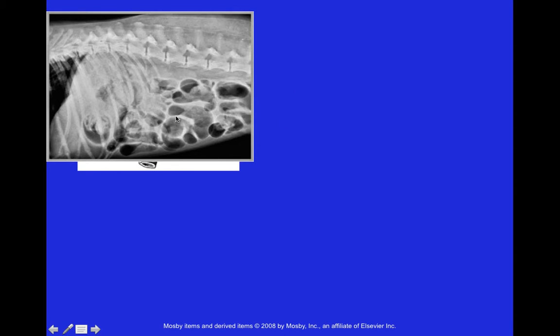So this would be a plicated gas pattern. So when we're looking for foreign bodies on X-ray, most often we're just looking for gas patterns. Okay. So abnormal gas patterns, which this is.